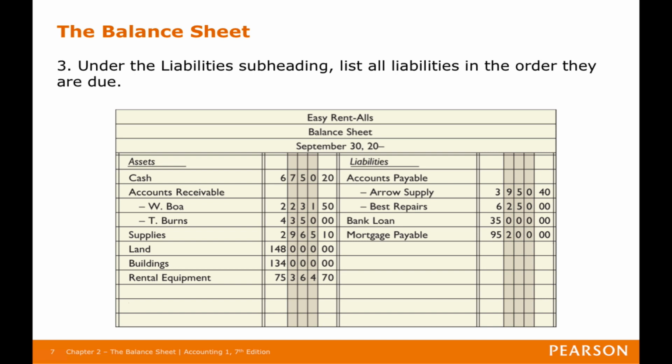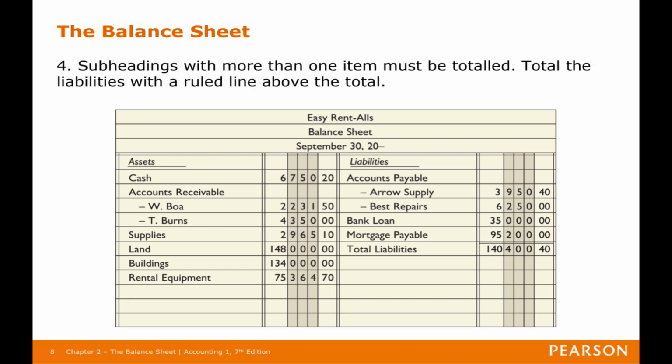After that, we need to add a subheading total for liabilities. Any subheading with more than one item in it must be totaled. And we total the liabilities subheading with a ruled line above the total. The reason why we didn't add a subheading total for assets is because it's the only thing that appears on the left side of the balance sheet. So we will be able to total it up with the column total, which we'll see in just a second.